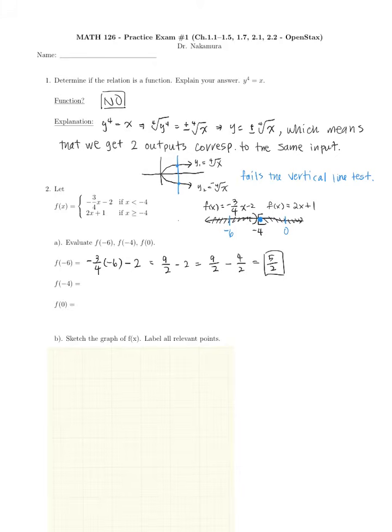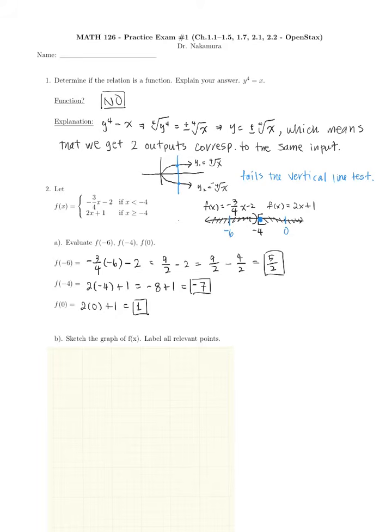Okay, now f of negative 4. When x is exactly equal to negative 4, your function defined there is 2x plus 1. So here you're going to have 2 times negative 4 plus 1, which is negative 8 plus 1, which is going to give us negative 7. All right, now f of 0. Your function defined there is again 2x plus 1. So here you're going to have 2 times 0 plus 1. Oh, look how cute. This is going to equal 1.